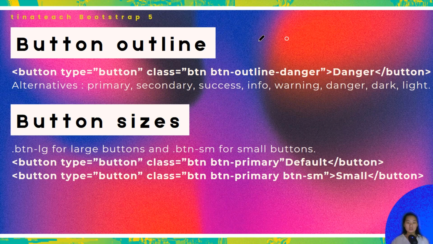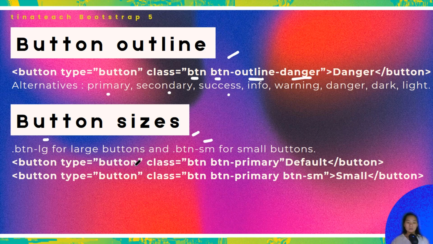Let's move on to the button outline. This is strictly aesthetic, and you can use the same logic that you had with primary, secondary, success, and whatnot. You move on with btn btn-outline-danger. Very simple, very straightforward. Next up, for button sizes, we have lg for large and sm for small. It's not a foreign concept. You've also encountered this in the earliest lesson that we had, actually.